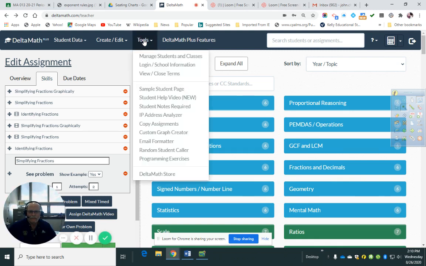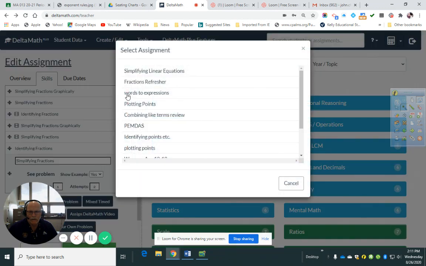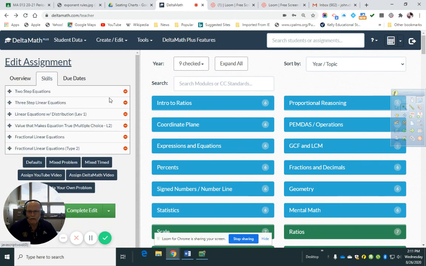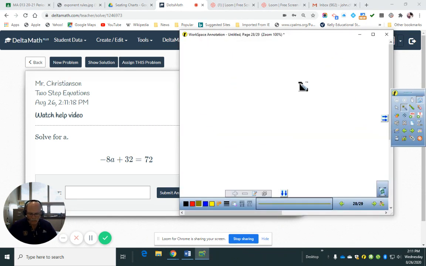The next thing I want to do is take a look at what's coming up for next week so that you can have this information for when you get started. Let me open up something here. I need to go to edit, and it's going to be simplifying linear equations. All right. I just want us to take a look at some of the basics of this because it has been a while, probably, since some of you did these.